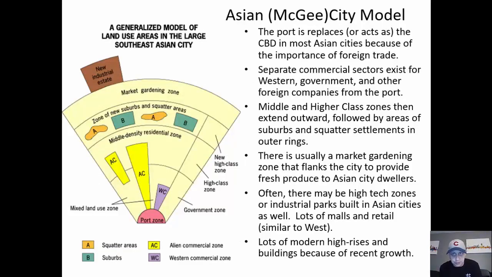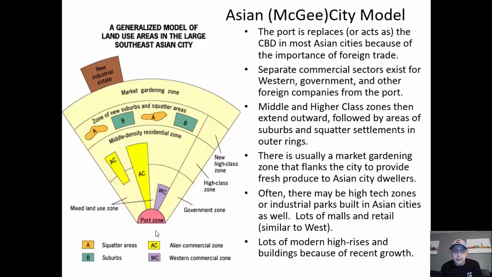McGee is the geographer. So the Asian city model is a little bit different. It's not a circle. It's a fan-like shape, right? Instead of a traditional CBD, because so many of these Asian cities are producing goods that are being shipped to the United States or other places, the traditional CBD in most Asian cities is actually a port. It's actually a zone that can be used to export goods to foreign countries for trade. So that takes the role of the CBD in most Asian cities, especially newer ones.